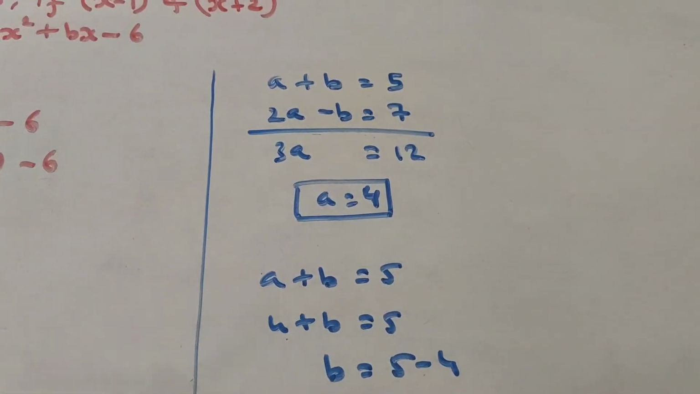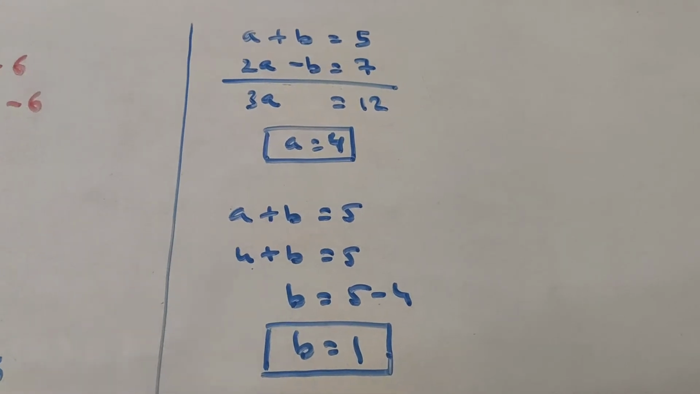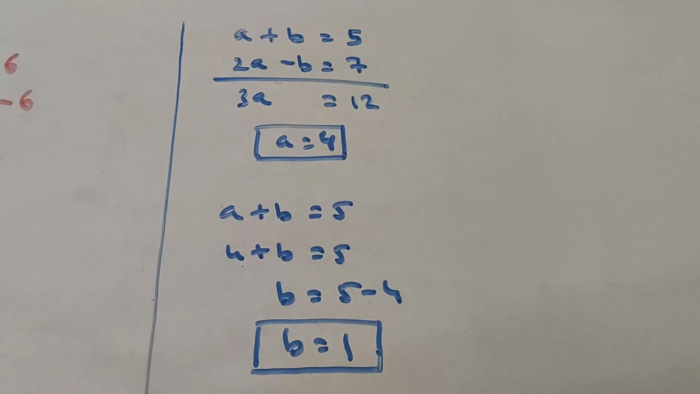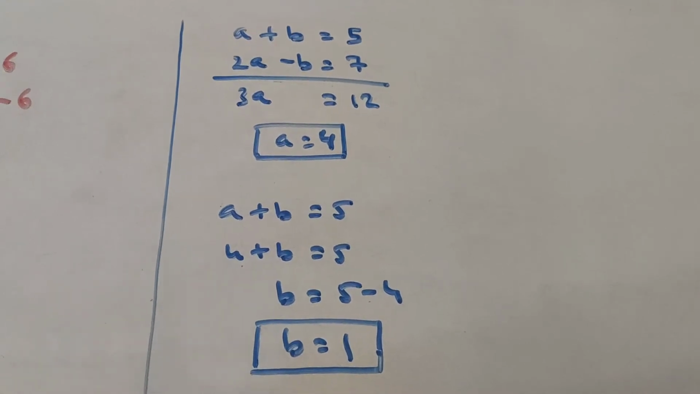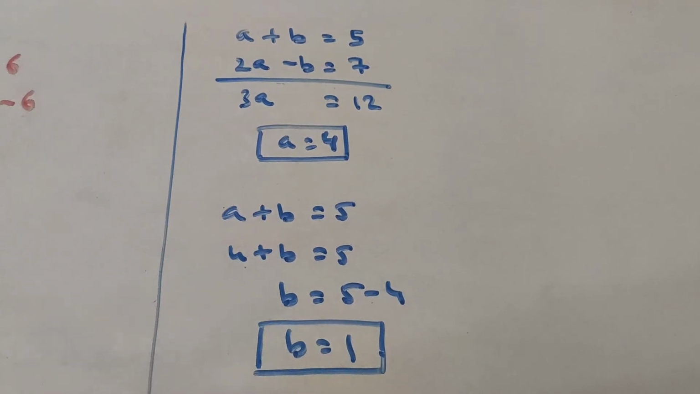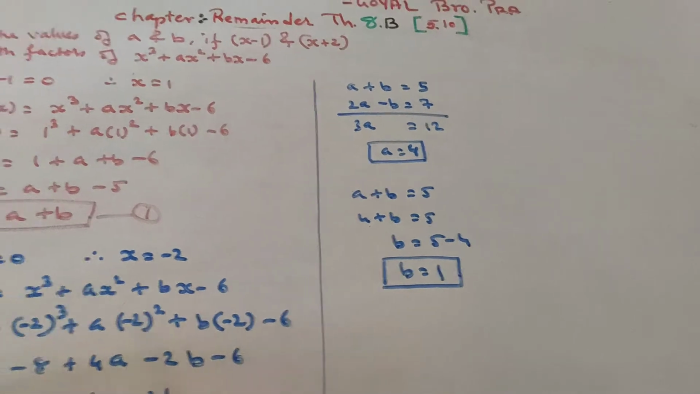Placing the value of a in any of the equations, we get the value of b. So the value of b here is equal to 1. By placing the value of a in a plus b is equal to 5, so 4 plus b is equal to 5, 4 goes this side, so b is equal to 5 minus 4, so b is equal to 1. So here our answer is a is equal to 4 and b is equal to 1.